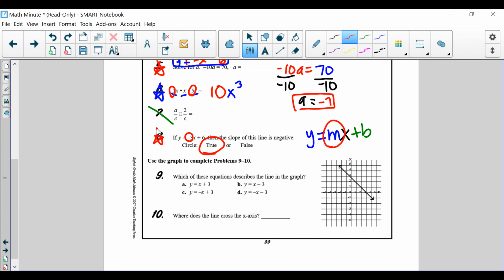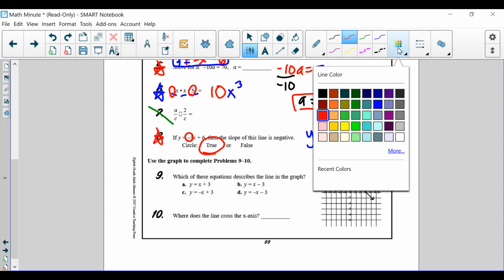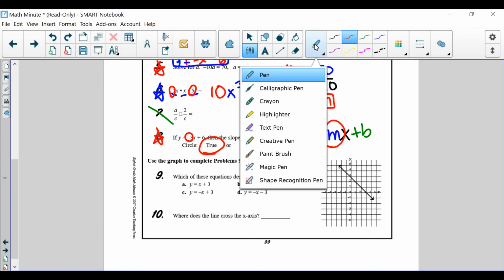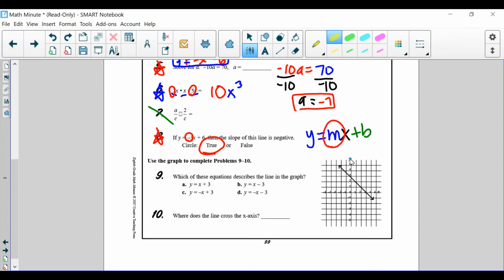Next thing is we're going to figure out how do we describe these lines in the graph? Well, first of all, we want to look at the y-intercept. And what is the y-intercept? Y-intercept is right on this line. So we're going to notice with that highlighter that it is going to be here at 3. And if you look at the answer choices, this isn't an intercept of 3, that's an intercept of -3. Same thing here, this is an intercept of -3. So what is the intercept of 3? This one and this one.